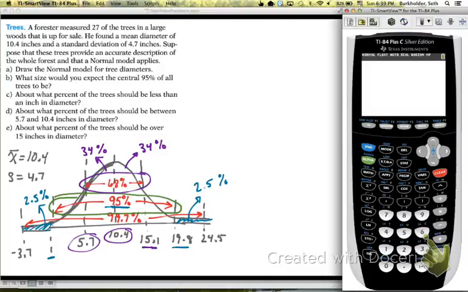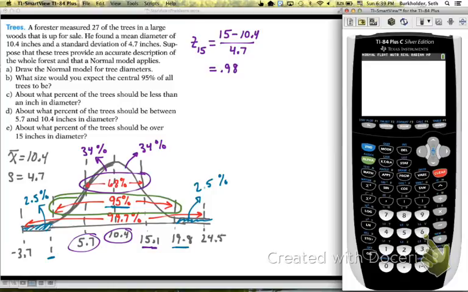So the first thing we're going to do is compute the z-score for the data value 15 inches in diameter. That z-score is going to be 15 minus 10.4, the mean, divided by the standard deviation, 4.7. So if I grab my calculator and take 15 minus 10.4, and again I apologize, I can't do this on the screen with you right now because I would lose all my annotations. You'll see in just a second. So that's 4.6 divided by 4.7, and we're just a little bit less than 1 standard deviation from the mean. We're about 0.98 standard deviations from the mean.